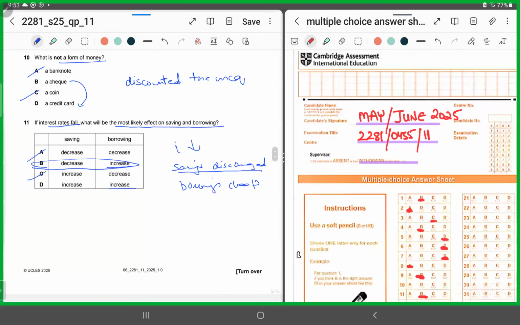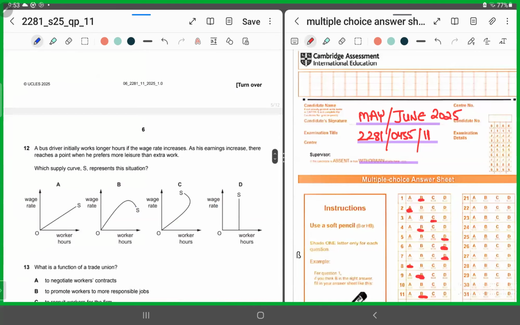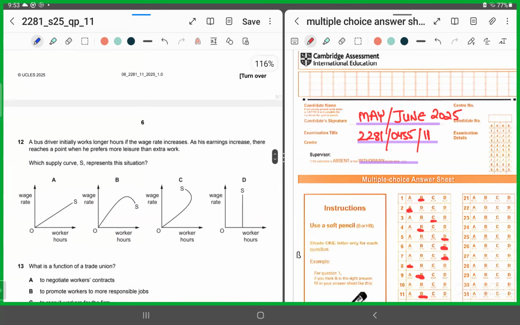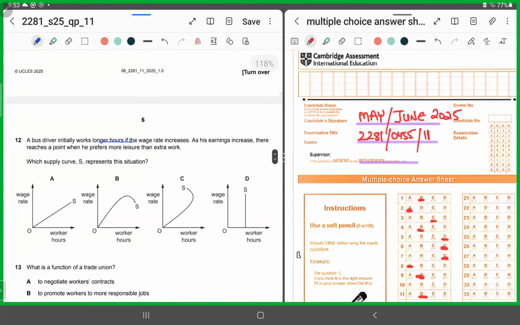Alright, MCQ number 12. MCQ number 12 says a bus driver initially works longer hours if the wage rate increases. So now what he was doing was that the higher he was earning, the more he was working. But then what happened? As his earnings increased, there came a point where he preferred more leisure than extra work. So there came a point where he was no longer motivated to put in more hours into work, right? He was satisfied with whatever point of income he was earning.